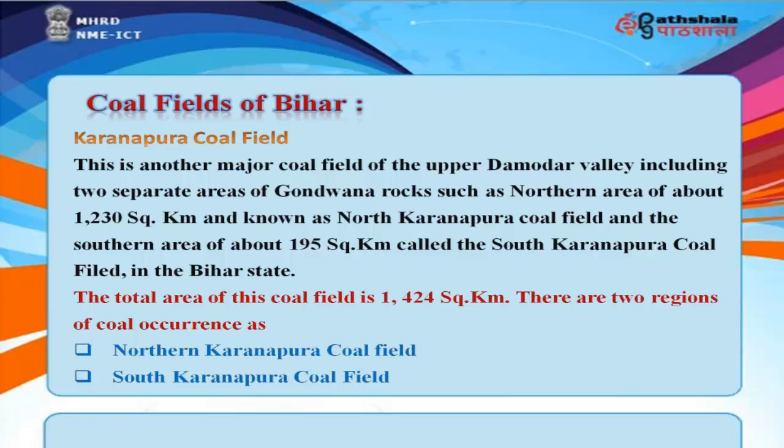Coalfields of Bihar. Karanpura coal field. This is another major coal field of the upper Damodar valley, including two separate areas of Gondwana rocks, such as northern area of about 1,230 square kilometers, known as North Karanpura coal field, and the southern area of about 195 square kilometers, called the South Karanpura coal field, in the Bihar state. The total area of this coal field is 1,424 square kilometers. There are two regions of coal occurrence: Northern Karanpura coal field and South Karanpura coal field.